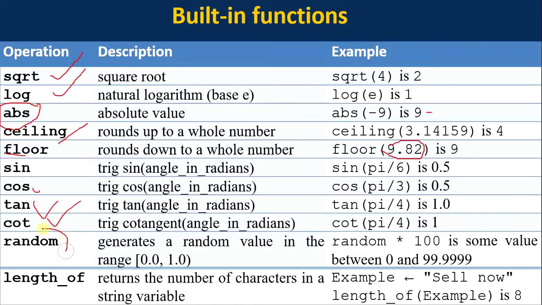And the random function is to generate random numbers between 0.0 and 1.0, including 0.0, excluding 1.0. For example, if you multiply the value given by random number with 100, you will get some value in between 0 to 99.9999.